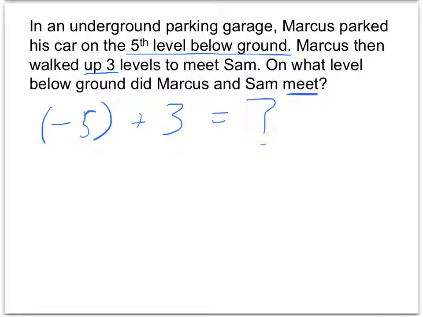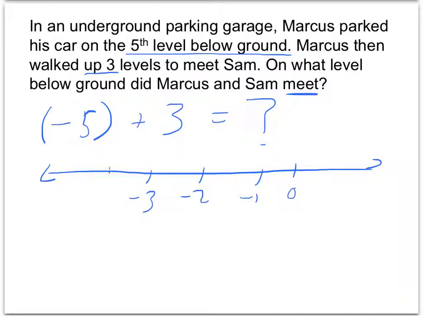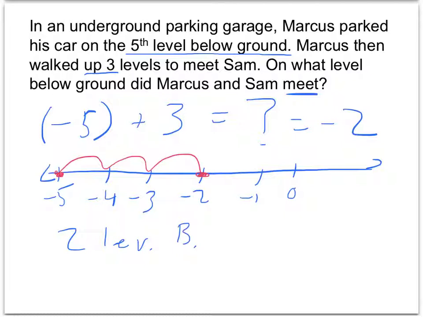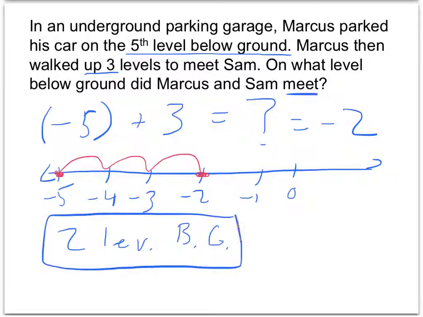Okay, so now how do we do this? Well, one way to think about this is doing it on a number line. So let's just draw a simple number line here. Let's put 0 over here, -1, -2, -3, -4, -5. And so then to add -5 plus 3, let's start off here at -5, and then we're going to add 3: 1, 2, 3, and there's our answer. So the answer is -2, and that means that we're going to meet 2 levels below ground. And so there's our answer. So there's an example illustrating why we would want to add negative numbers and then how to do it.